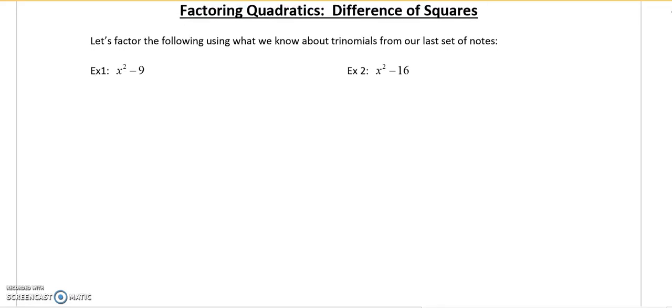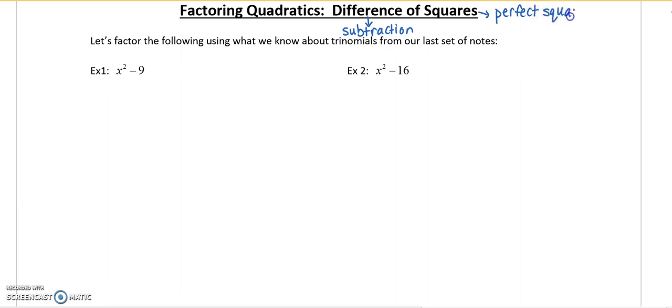Today we're going to talk about a special kind of case of a quadratic that we can factor called a difference of squares. And first, let's just make sure we understand what these two words refer to. Difference in math means subtraction. And when we say squares, we're talking about perfect squares.